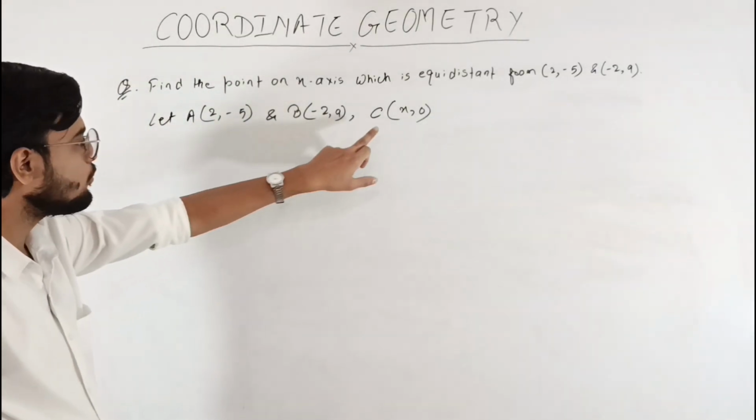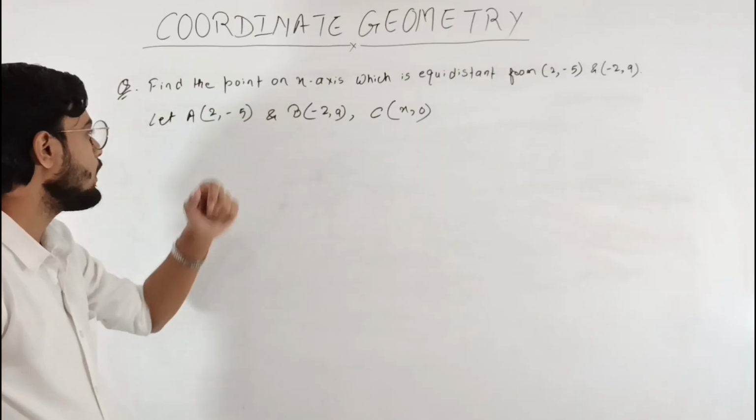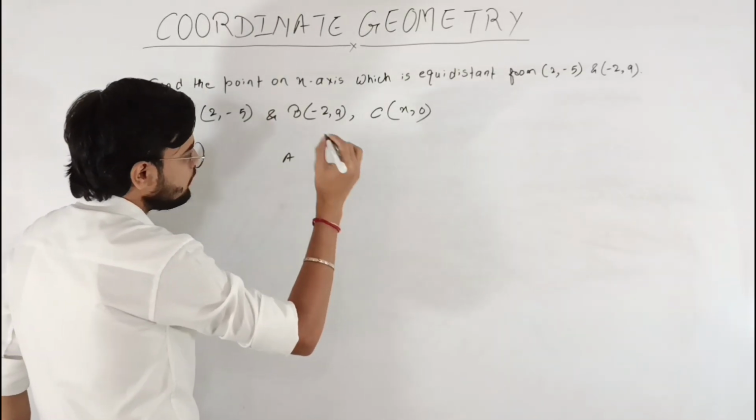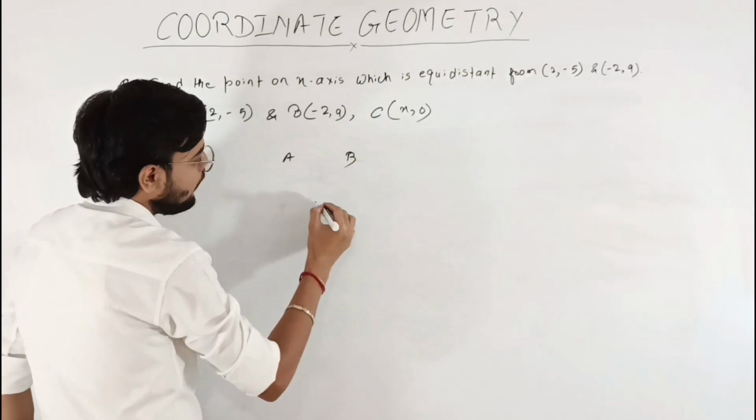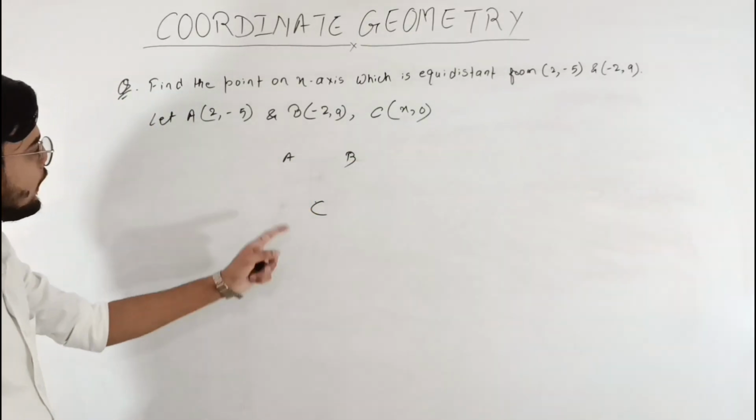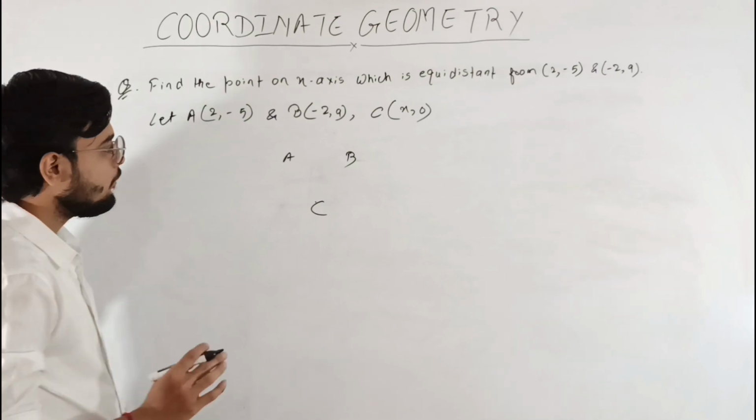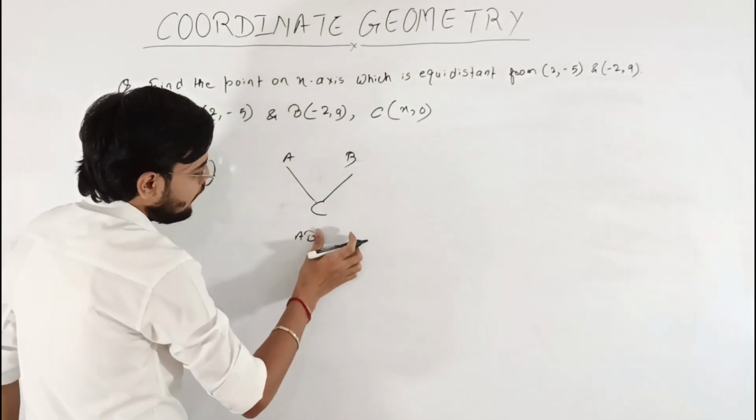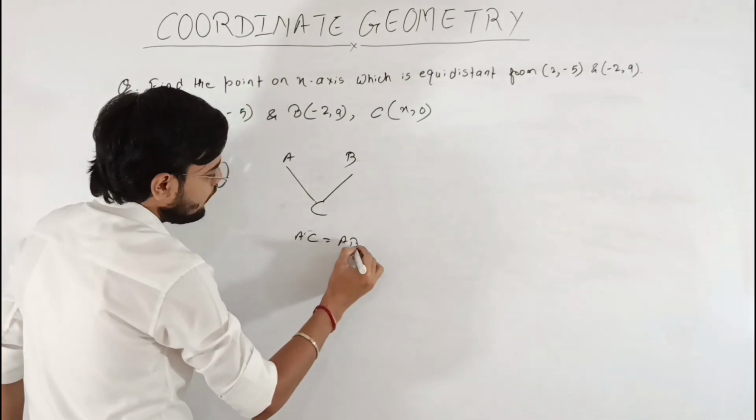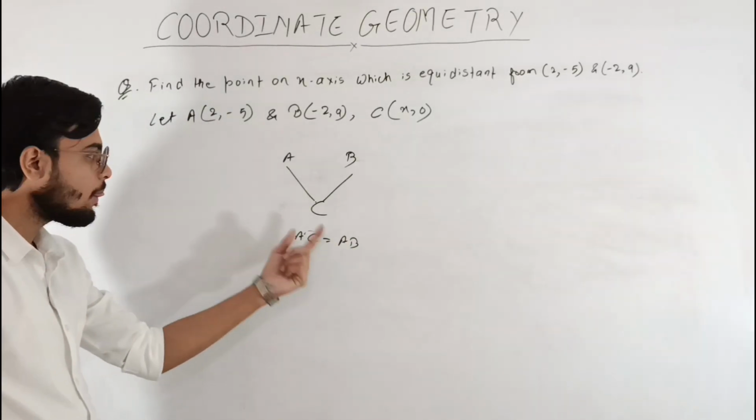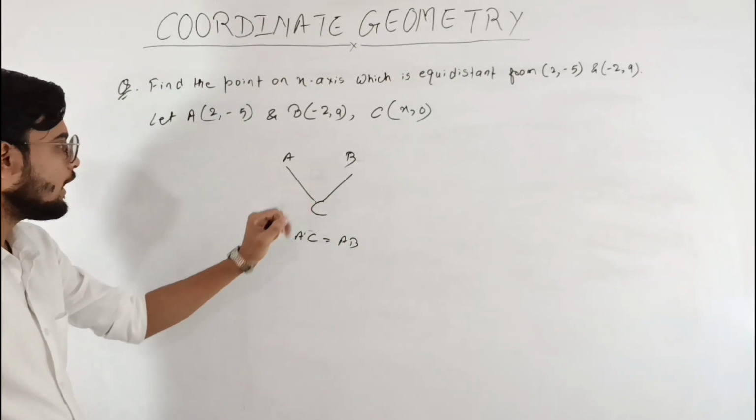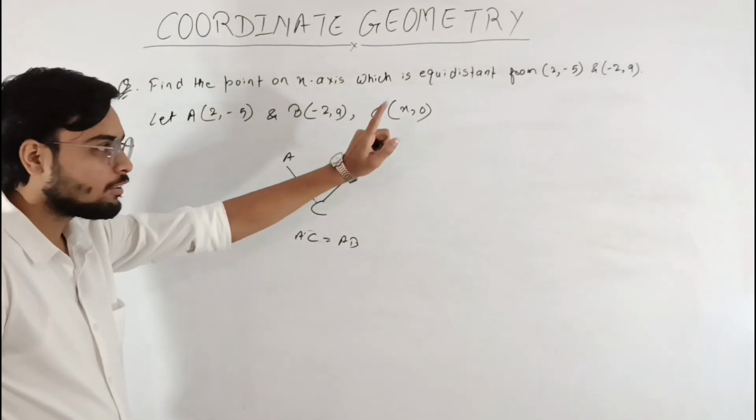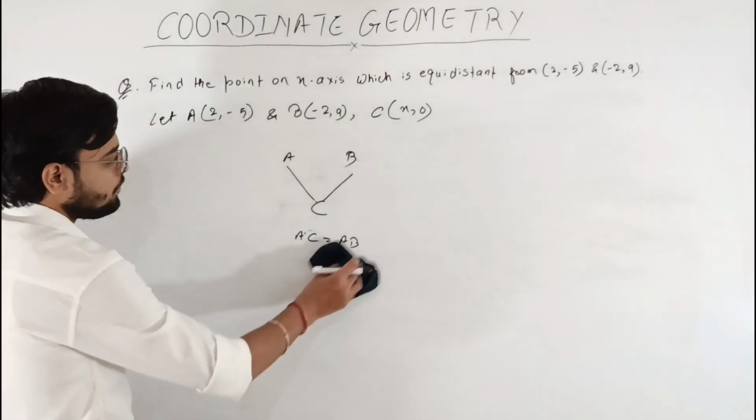Now look, the question said this point C is equal distance from A and B. Suppose this is my point A, this is my point B, and this is my point C. The question said that this point is equal distance from A and B, which means AC is equal to BC. When AC is equal to BC, then this point is equal distance from A and B. So from this equation, we have to find the value of the x coordinate. Okay, so let's find it.